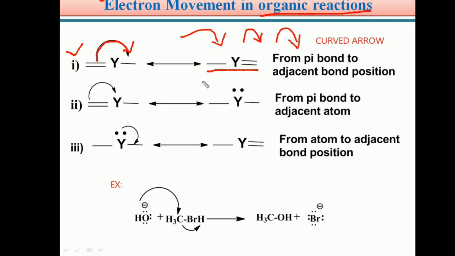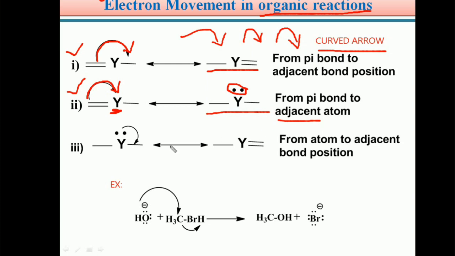The second possibility is that a pi bond is transferred to the adjacent atom. It is also denoted with a curved arrow or curly arrow. After movement of the electrons from the pi bond to the adjacent atom, the species becomes like this. The atom has a pair of electrons, which means the pi bond has shifted to the adjacent atom. Here adjacent means the neighbor atom.